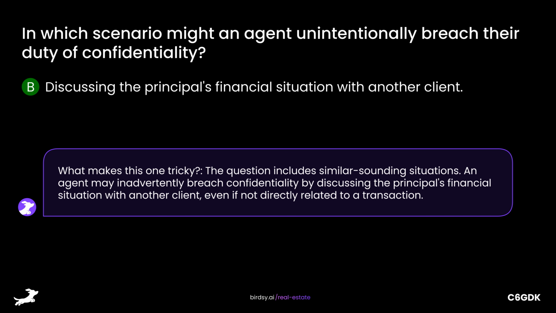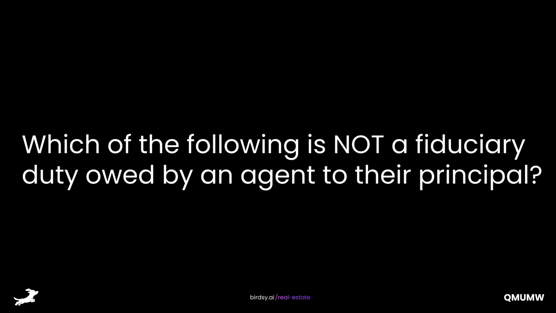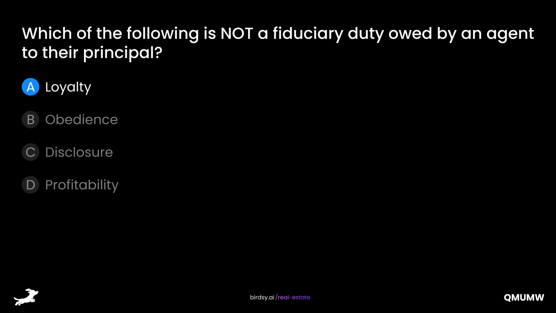What makes this one tricky? The question includes similar-sounding situations. An agent may inadvertently breach confidentiality by discussing the principal's financial situation with another client, even if not directly related to a transaction. Which of the following is not a fiduciary duty owed by an agent to their principal? Is it A, loyalty, B, obedience, C, disclosure, or D, profitability? The answer is D, profitability.